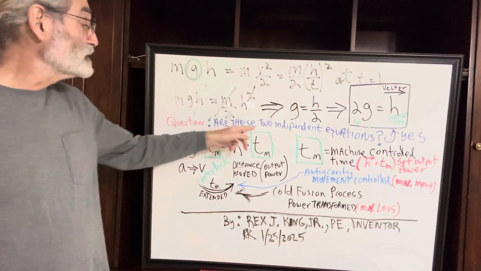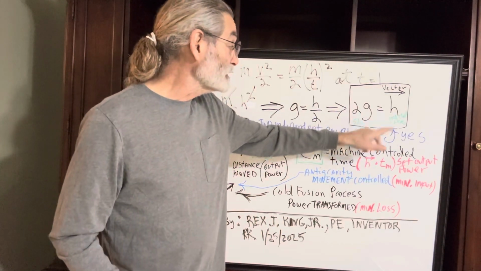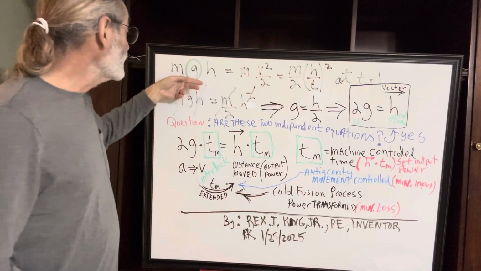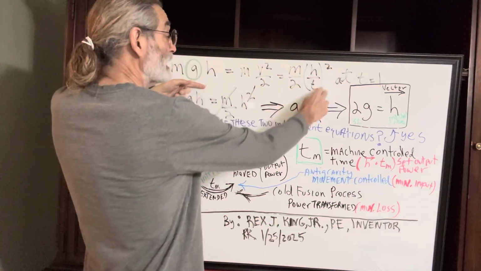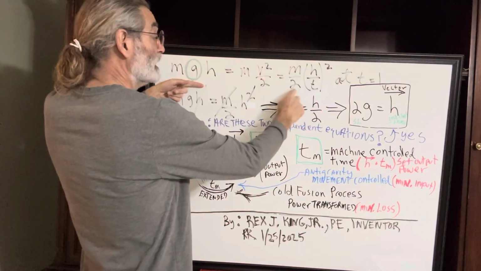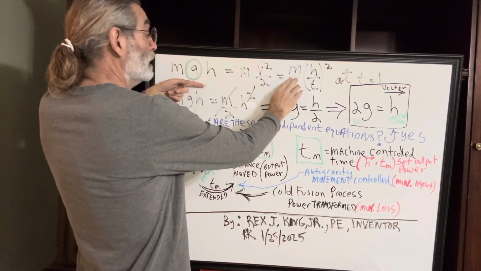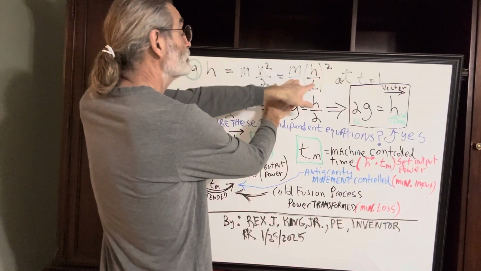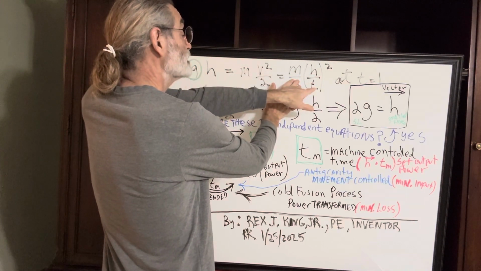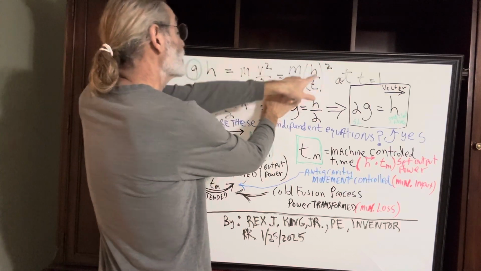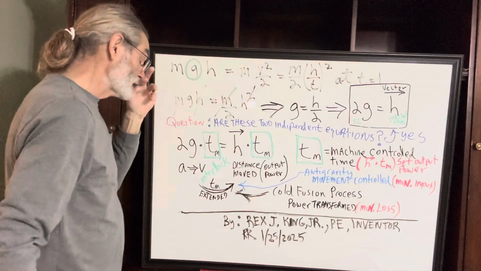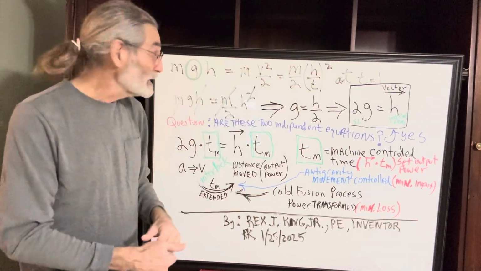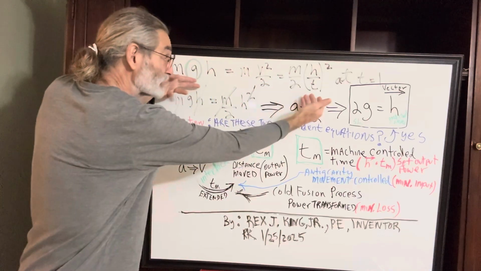The question is, are these two independent equations? Okay, I'm saying yes. Basically what I'm saying is this equation right here has mathematically the same form as both of these. Okay, it's the same form except for the 2. What I'm talking about is this is mass times gravity, which is height over time squared, and then the extra h is over here. So unit-wise, they're exactly the same. Even though they're two different forms, they're exactly the same unit-wise.